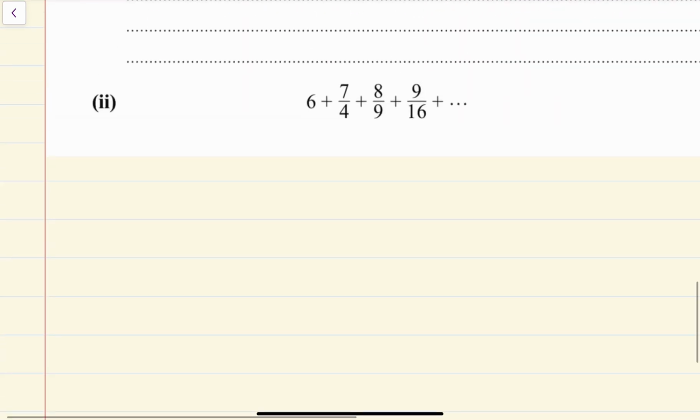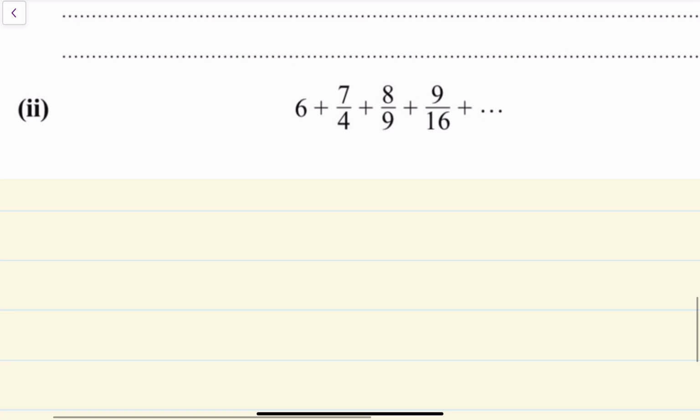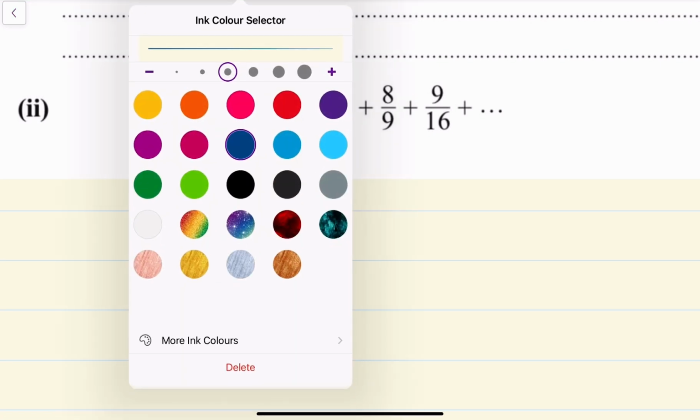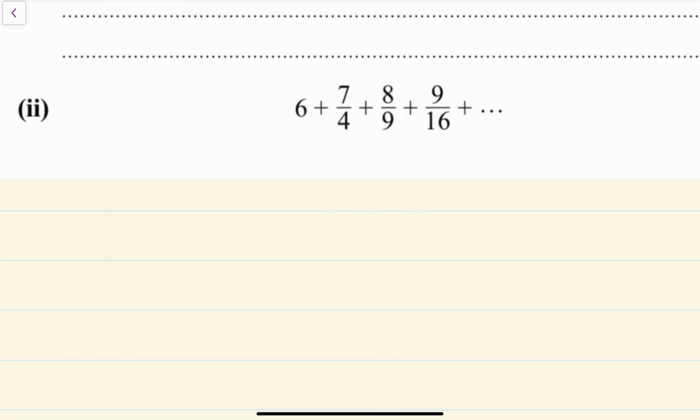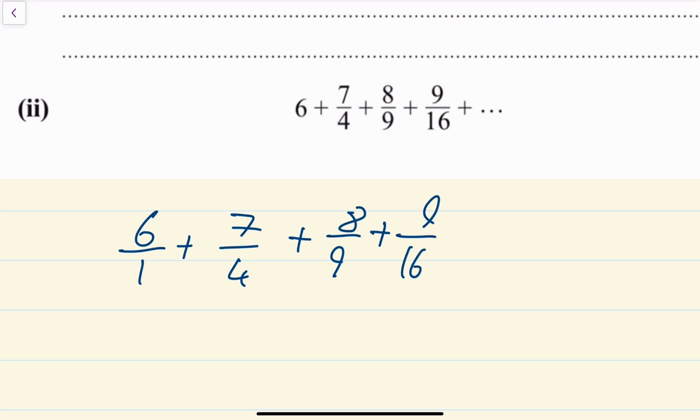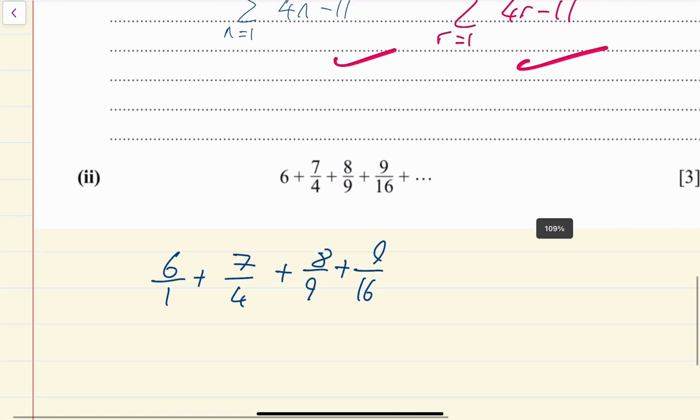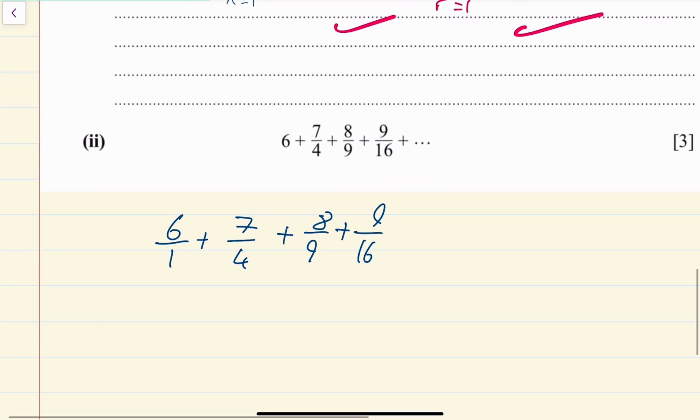Okay, right. This one is a little bit more problematic. I'm going to rewrite this sequence here as, instead of 6, I'm going to write it as 6 over 1 plus 7 over 4 plus 8 over 9 plus 9 over 16. Now, clearly I haven't changed the value of it at all, I've just changed how it looks.